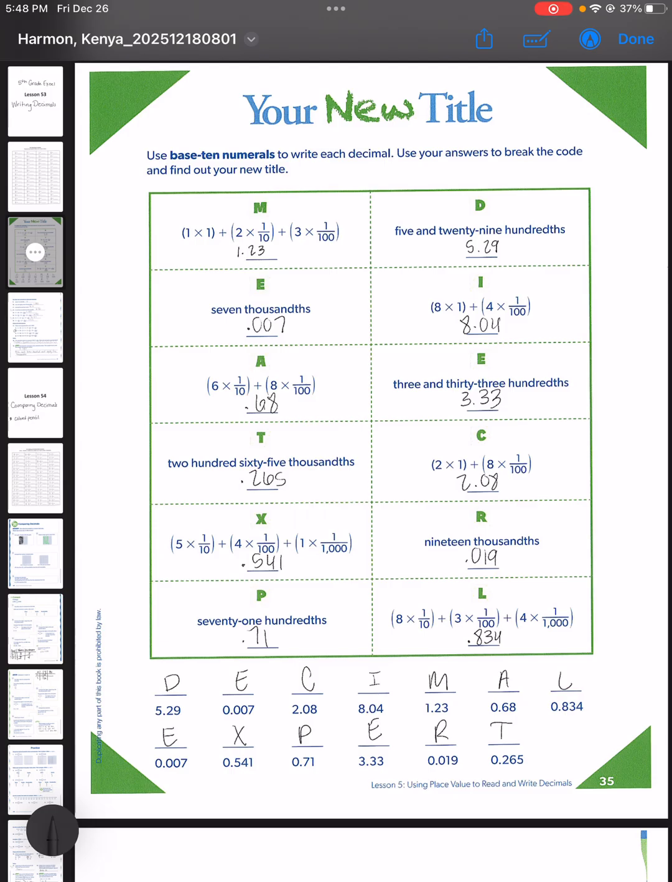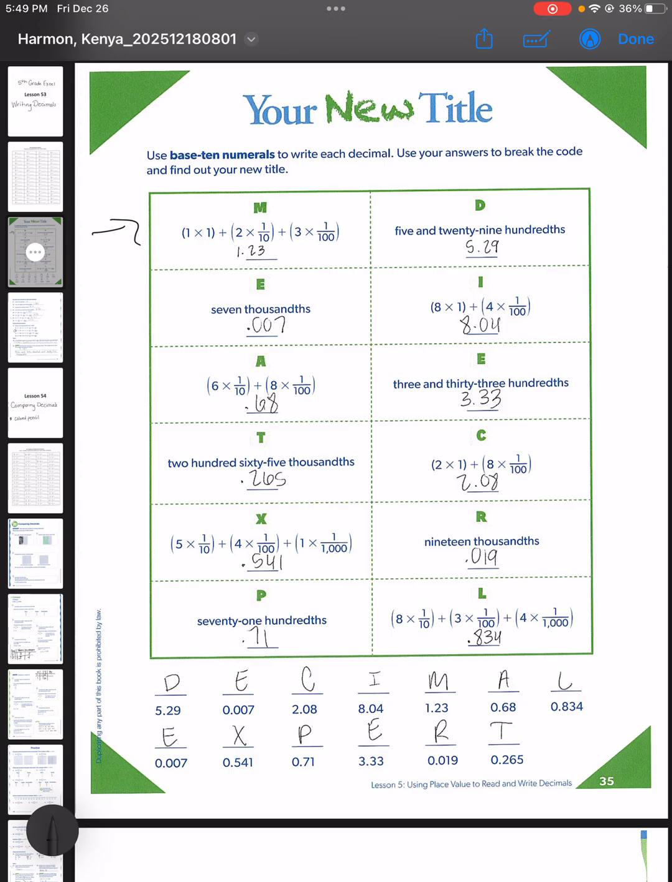In this first problem, this lesson doesn't start with any type of examples. They jump right into work. And they are translating numbers that are written in words and in expanded form into decimals. And then they're going to use their answers to break a code. So it might be helpful to model how to solve a few of these before setting students off to do it on their own.